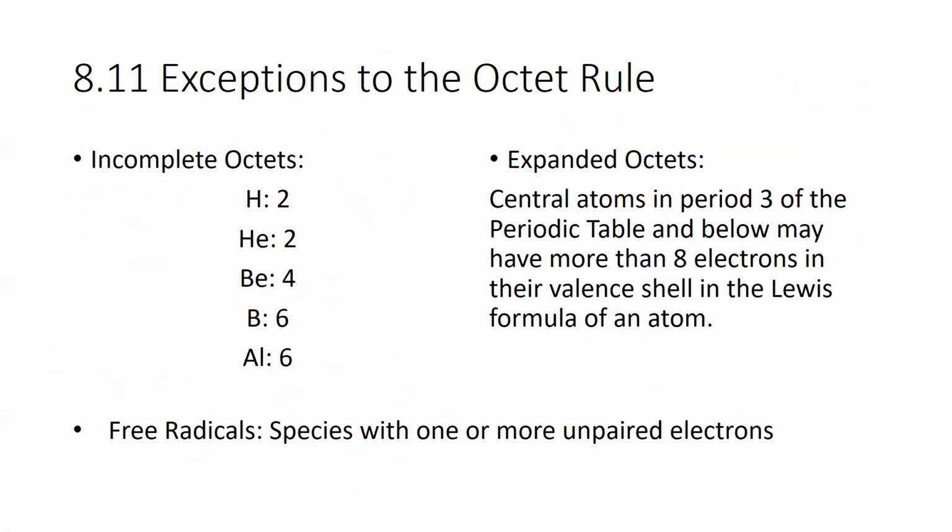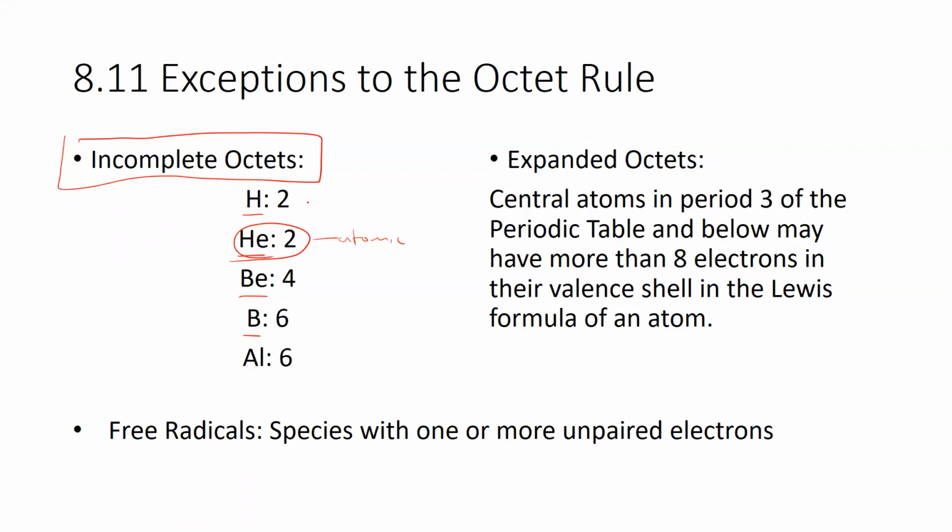So before we get into some more practice, and you can see there are going to be some more practice molecules in here, there are exceptions to the octet rule. Most of the time we're going to use the octet rule, but there are exceptions. The first set of exceptions is incomplete octets. So what we have here is the elements hydrogen, helium, beryllium, boron. Helium really is only atomic, right? You're not going to have molecules with helium.